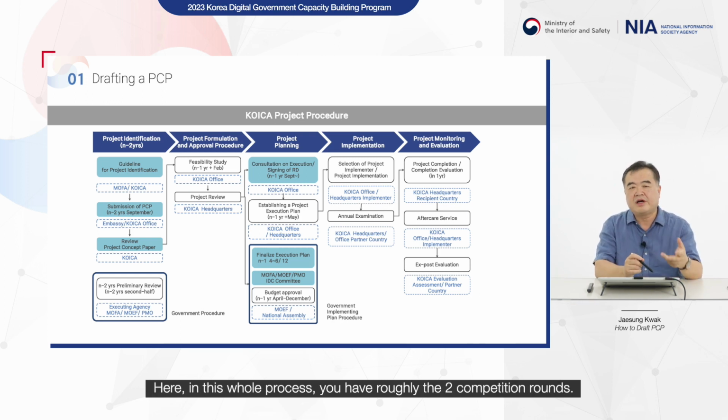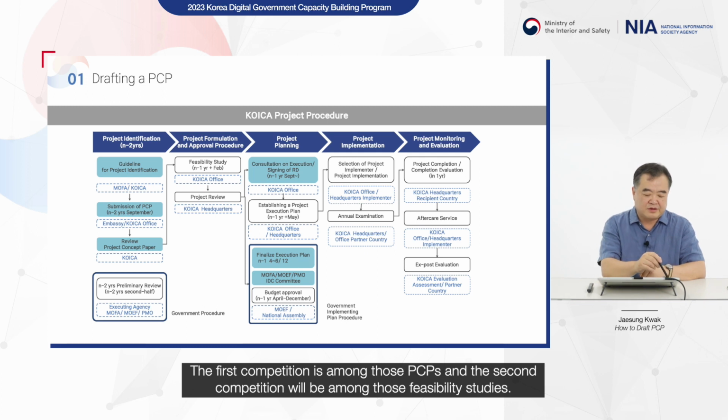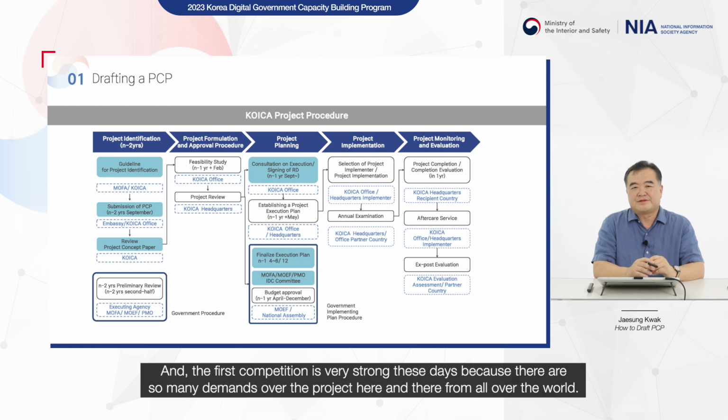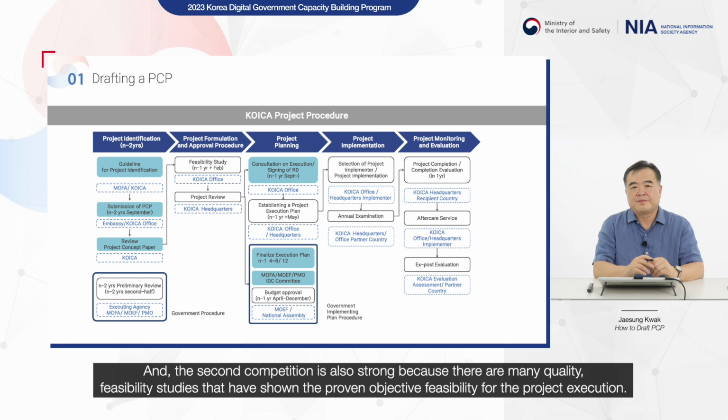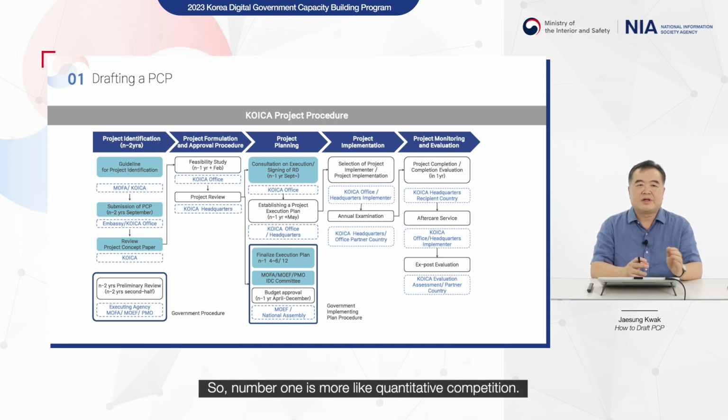Here in this whole process, you have roughly two competition rounds. The first competition is among those PCPs, and the second competition will be among those feasibility studies. The first competition is very strong these days because there are so many demands for projects from all over the world, and you have to go through it. The second competition is also strong because there are many quality feasibility studies that have shown proven objective feasibility for the project execution. So number one is more like a quantitative competition. Number two is more like a qualitative competition.